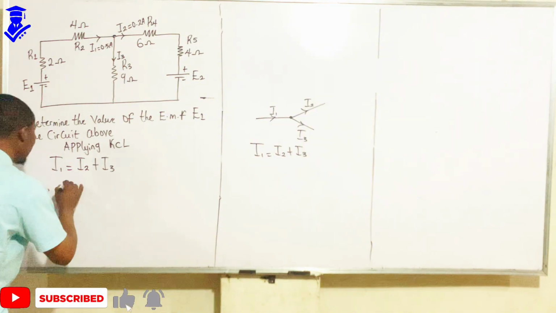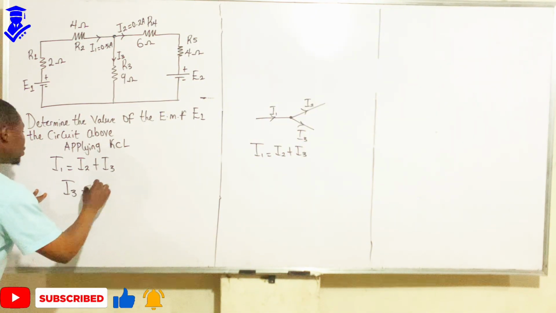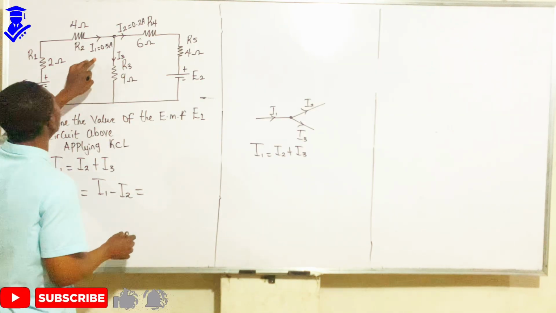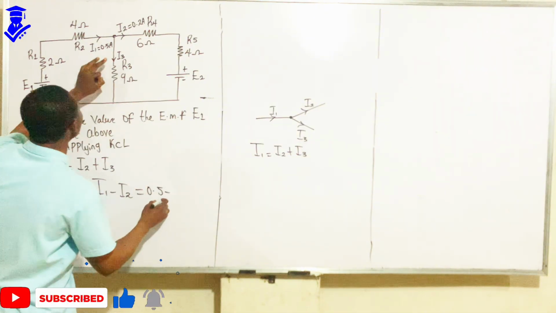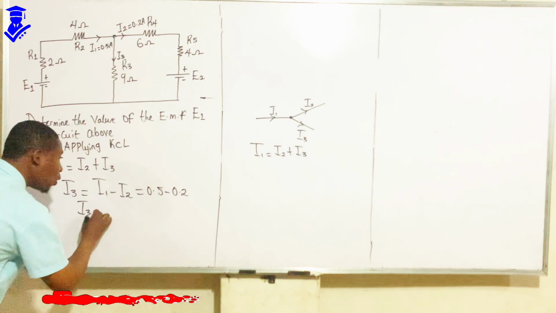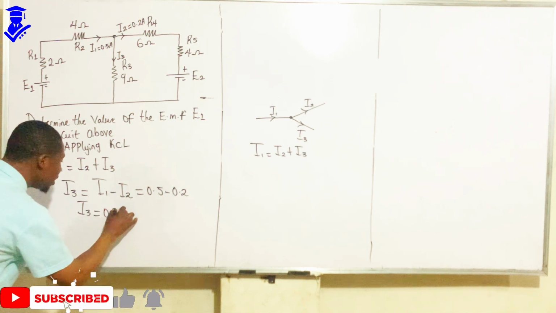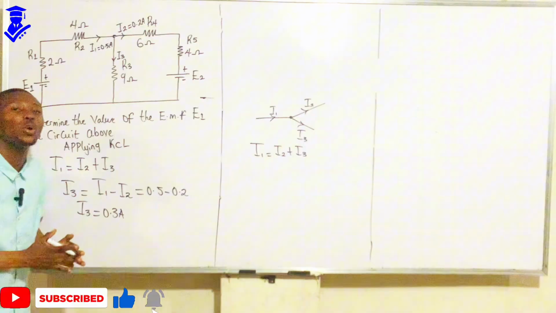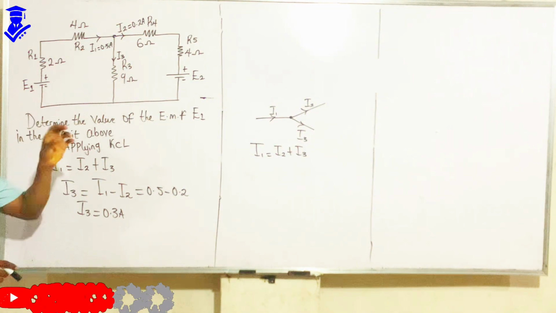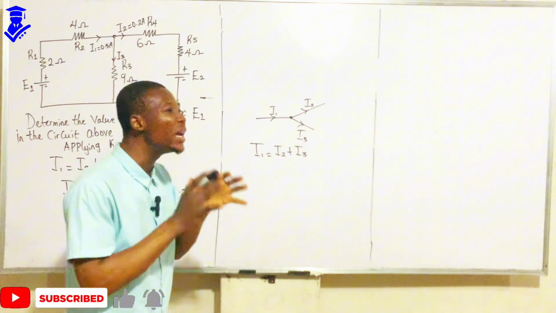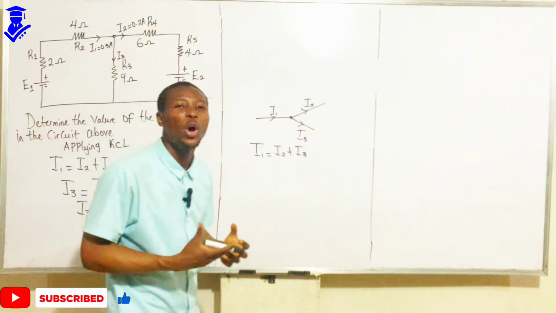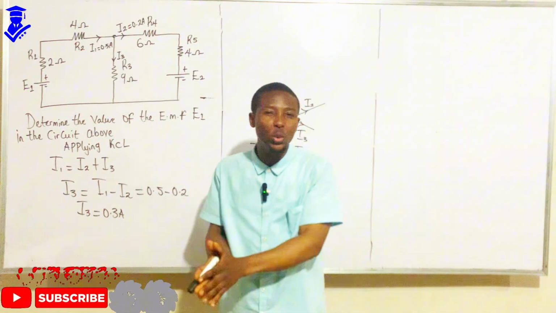Now we want to look for I3. Making I3 the subject of the formula, I3 is equal to I1 minus I2. I1 is 0.5 and I2 is 0.2, so I3 is 0.5 minus 0.2, which gives us 0.3 ampere. Now, we've used KCL to find I3, but the main goal in this question is to find E1, the EMF here. How do we find that? We're going to apply Kirchhoff's voltage law.